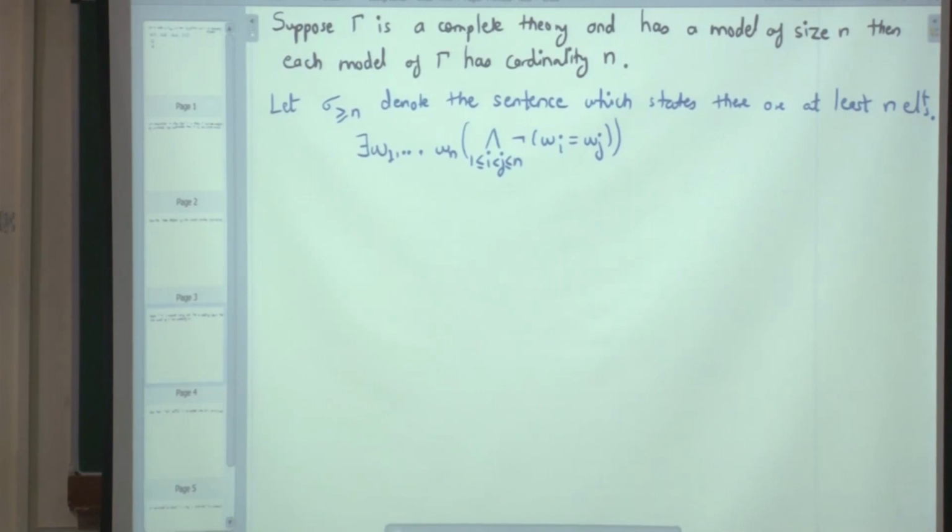Okay. So let sigma n be the sentence, and this sentence I am writing in any language, yeah, because I just need equality, I don't need anything else. So because the language of sets, L sets, is contained inside any other language, this sentence is a valid sentence in every language. So let sigma n be the sentence that sigma is bigger equal n and sigma is bigger equal n plus 1 is not true. Okay. Once we have that, then since gamma is complete, what can we say?